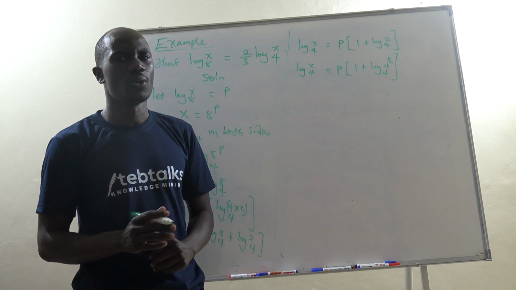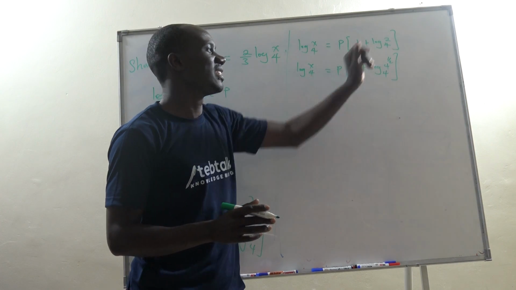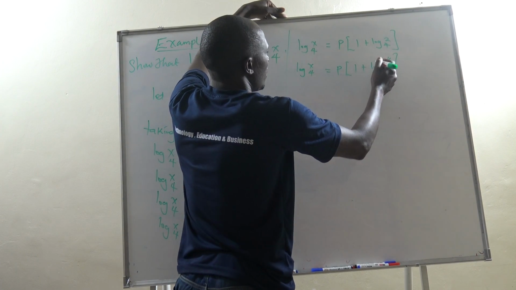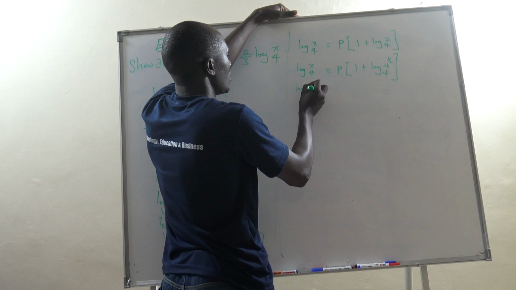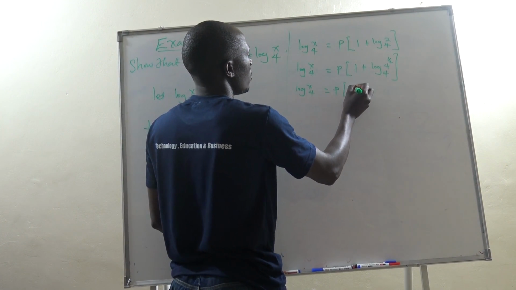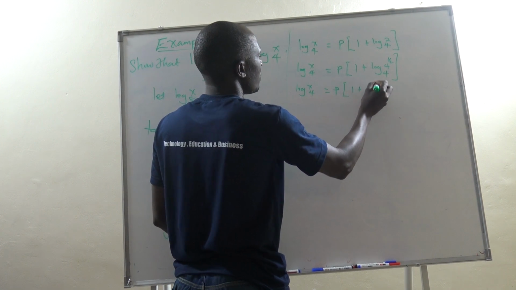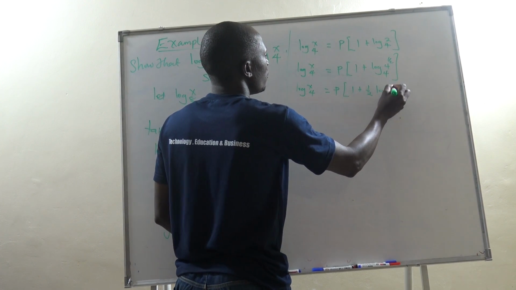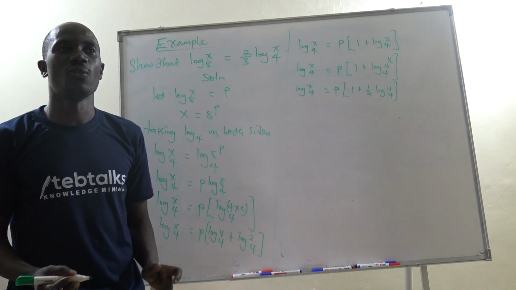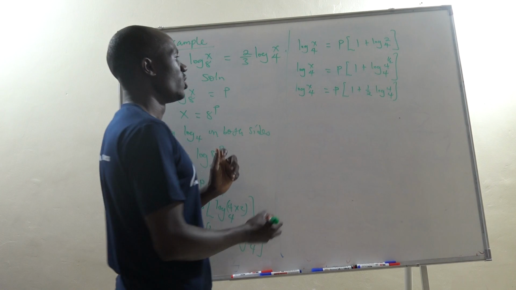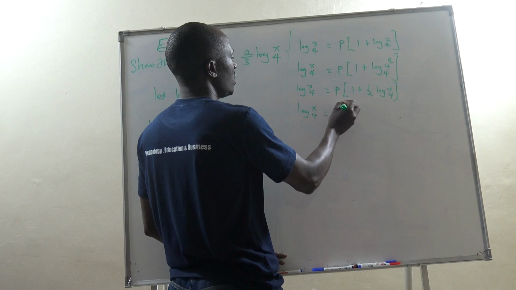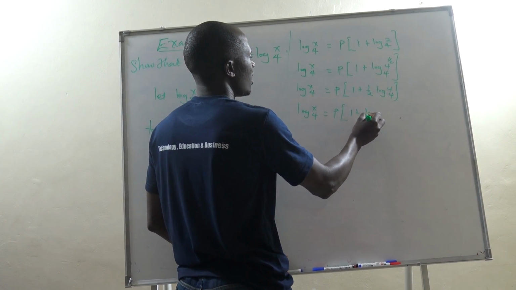What is the square root of 4? It is automatically 2, which is here. So that thing is related. So I bring this one here: log x base 4 equals p into 1 plus a half log of 4. But log of 4 base 4 is the same as 1. So what are we going to do there? We are going to have log of x base 4 equals p into 1 plus a half.